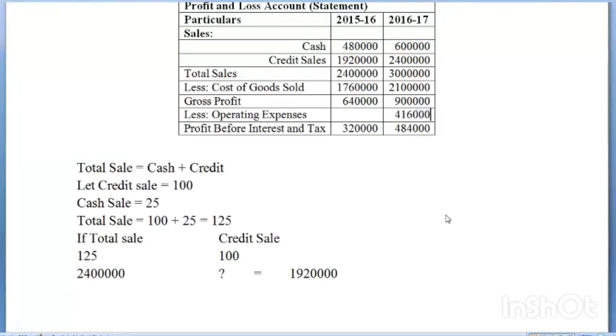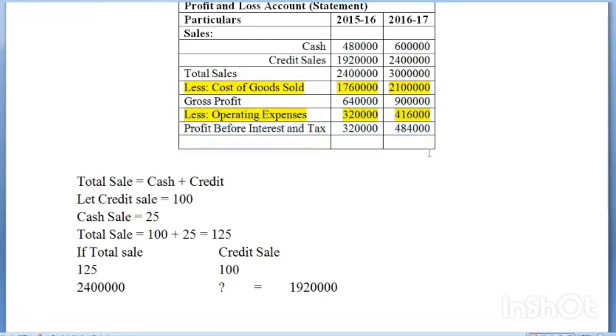4,16,000. And here 3,20,000. This is your operating expenses. See, this thing is not given, we have calculated it. This is an important point for us: if you know the structure, after putting the available information in the structure, you will get the missing information. Then, less interest.